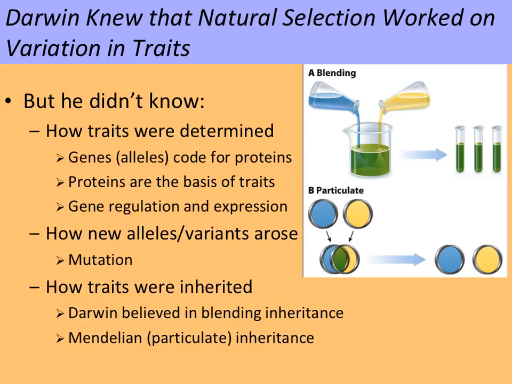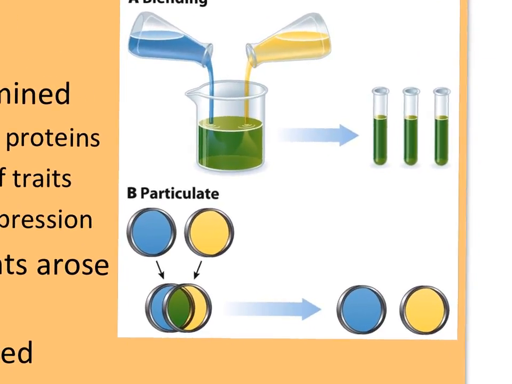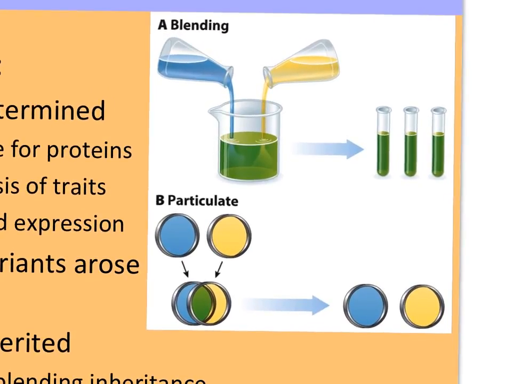Now, when Darwin came up with his theory of evolution by natural selection, he didn't know anything. Well, he thought he knew, and most people thought they knew about how things were inherited. And you can look at this chart up here to get an idea of what he thought. Now, he thought there was something called blending inheritance.